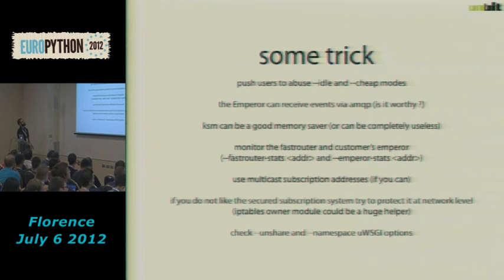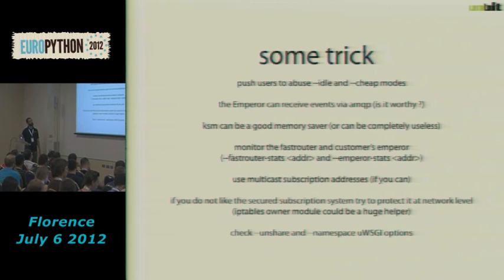KSM is a Linux-specific feature. Practically, it's a kernel daemon scanning all of your memory, and as soon as it finds two equal pages of memory, it will merge them. It can be a memory saver or can be completely useless in a Python context, because Python's reference counting can make your shared objects, I mean two apps with a similar object, completely different, because every time you make a request, the reference counting could increase.